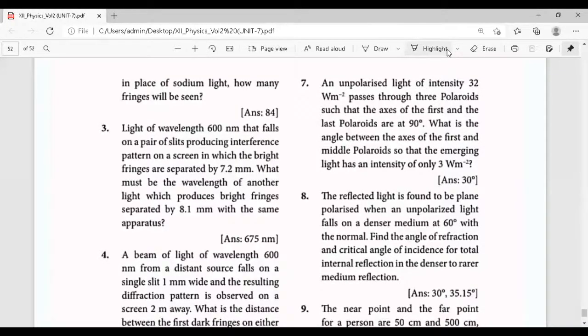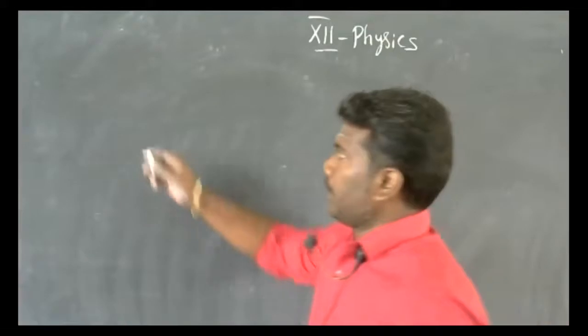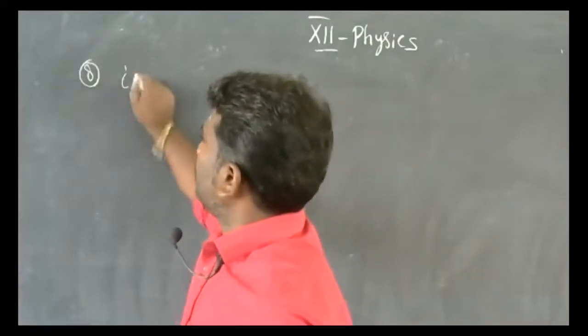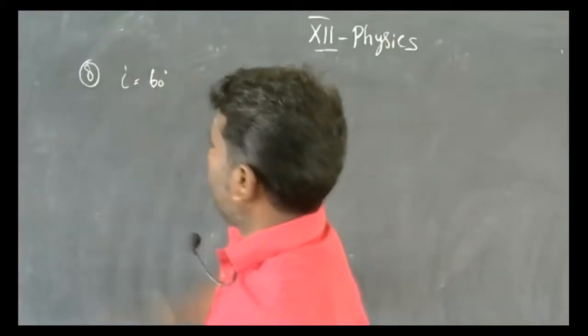the 8th question. The reflected light is found to be plane polarized when an unpolarized light falls on a denser medium at 60 degree with the normal. Find the angle of refraction and the critical angle of incident for total internal reflection in the denser to rarer medium reflection. Now we are going to find out the R value at first, and finally critical angle also we are going to calculate. So angle of incident given I value is equal to 60 degree.